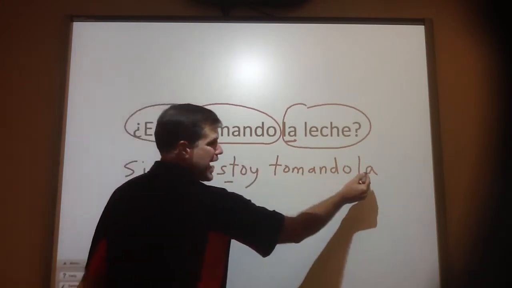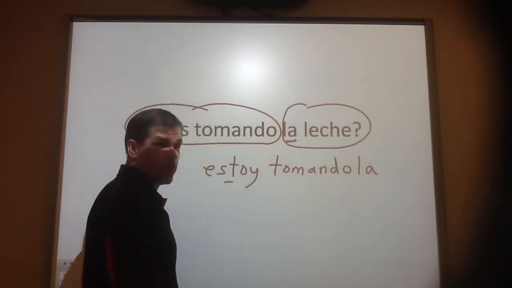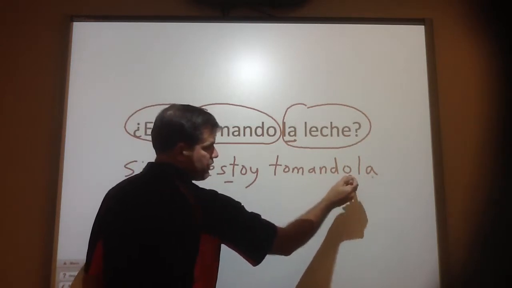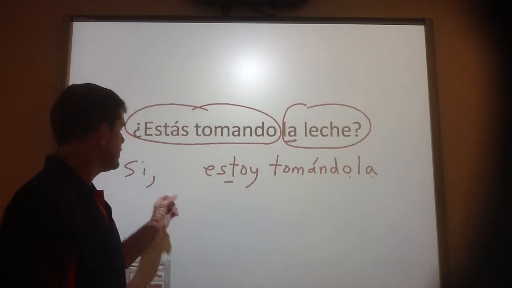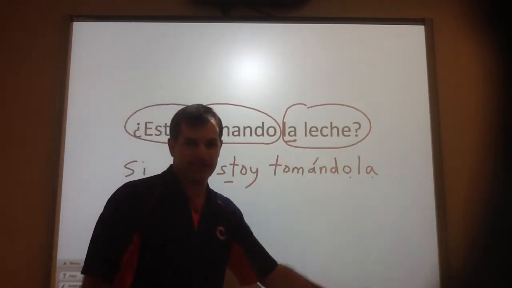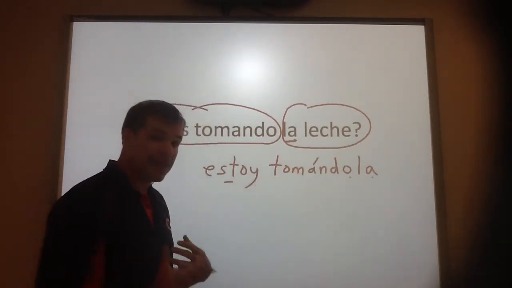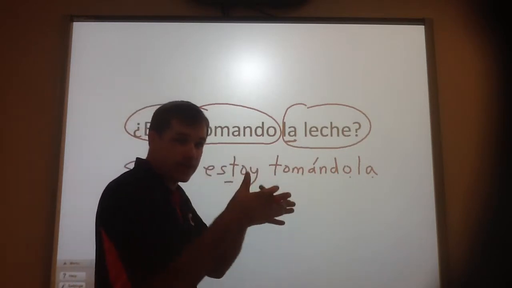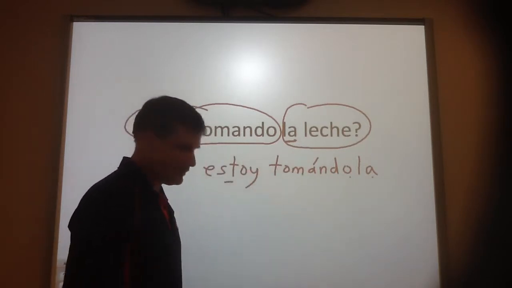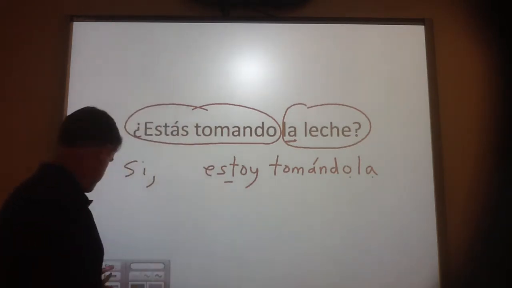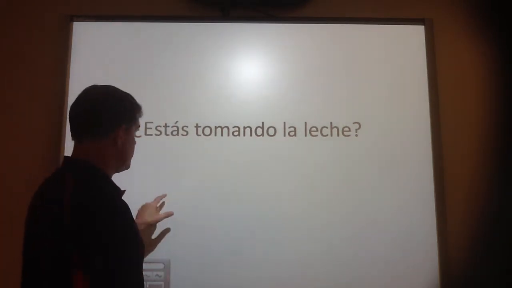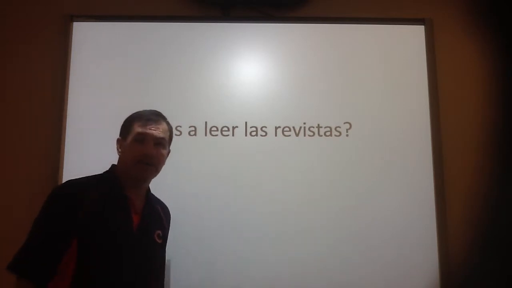But remember, if we add a pronoun to the end of ando or yendo, let's count back 3 vowels and write an accent mark. Estoy tomándola. So we write an accent mark because that's where we need to stress the word, tomándola. Okay? Muy bien.